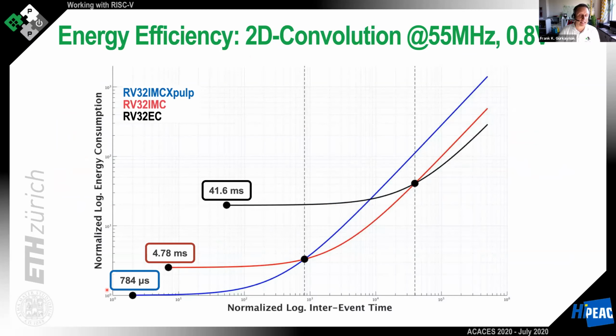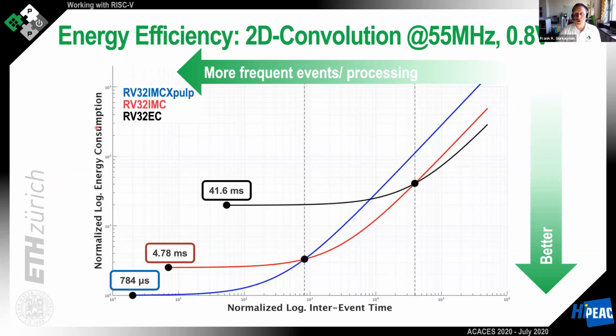We have here the energy consumption on the y-axis. So the lower the better. And we are taking an image, we are doing a 2D convolution on it and computing something. And this happens every time we detect an event, we are doing this operation. The x-axis shows us with what intervals we have these events. So if we are having a lot of events, meaning we need more frequent processing, we are on the left-hand side, and towards the right, we have less and less events.